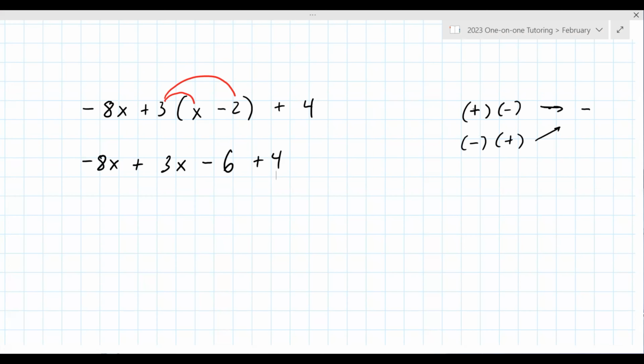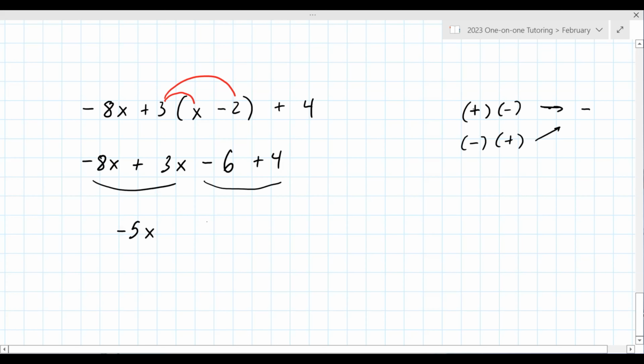Negative 8x plus 3x minus 6 plus 4. So 11x? Try again. Negative 5x. Yes. And the next one, minus 6 minus 10. I'm sorry, say that again. Minus 2. Yes.